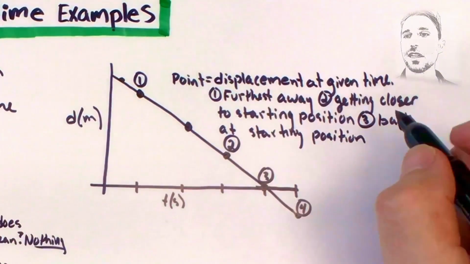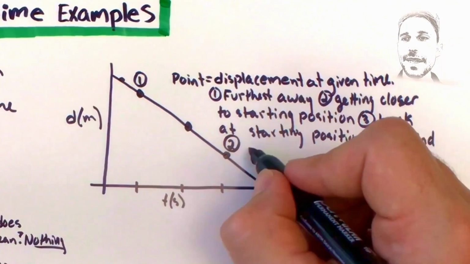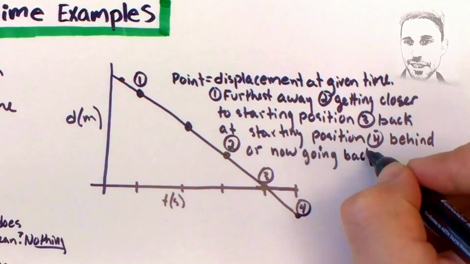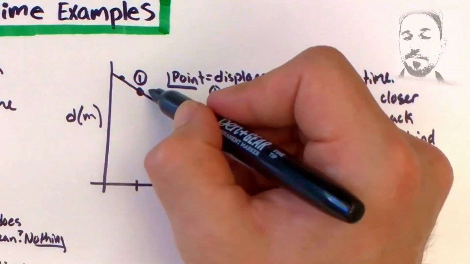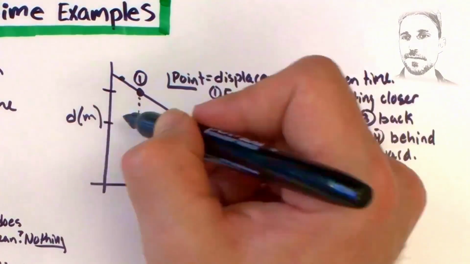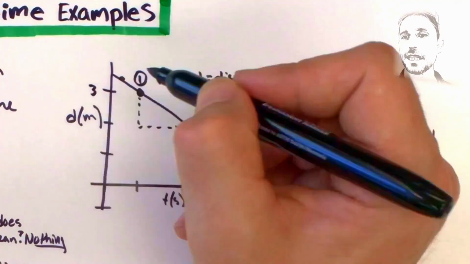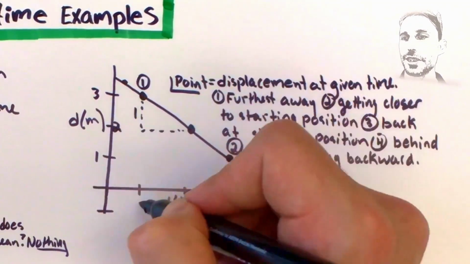Point 2, you're getting closer back to the starting position. At 3, you're back at the starting position because you're back at 0 displacement. Whereas at 4, you're now going backwards. Each of those points tells us we're getting a little bit closer back to our origin, where we started.